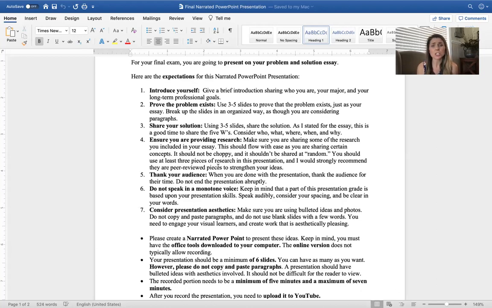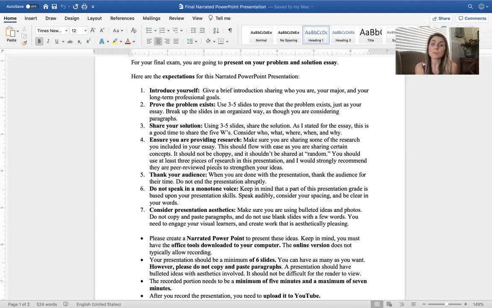First, make sure you introduce yourself. Give a brief introduction about who you are, and what your major is and your long-term professional goals. So for example, if it were me, I would say my name is Logan Dupree. I am an English major here at Gaston, and my long-term goal is to be a professor and teach students how to write and to be confident in their writing skills. You want your audience to know who you are, and you want to give them a sense of the person who's speaking. So make sure you introduce yourself.